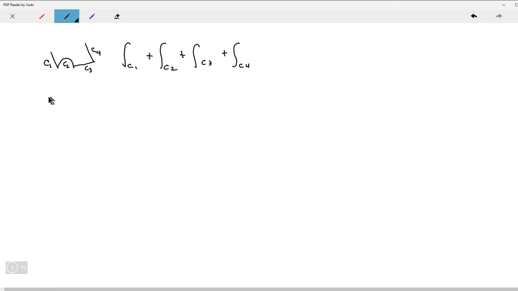So, for example, suppose I have the integral over C of 2x ds, and my curve C is going to be a piecewise function. So it's going to be y equals x squared from 0, 0 to 1, 1. And then it's going to be x equals 1 from 1, 1 to 1, 2.